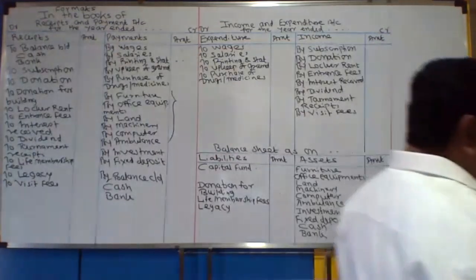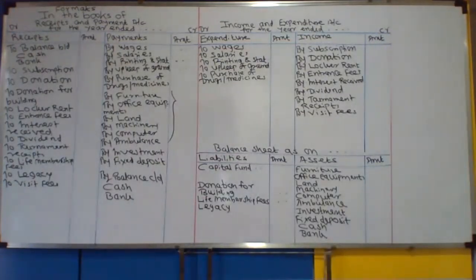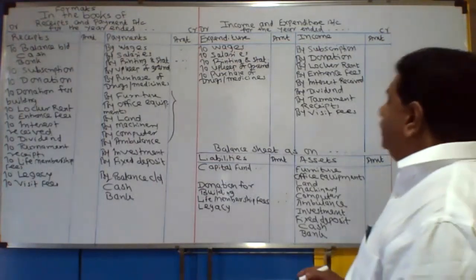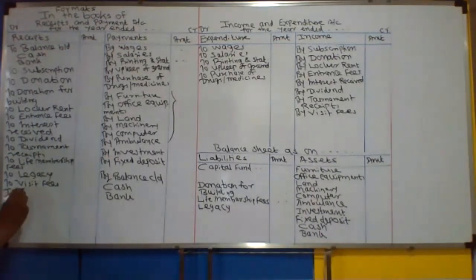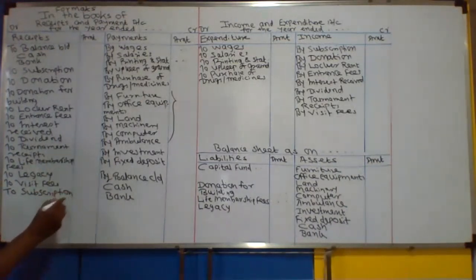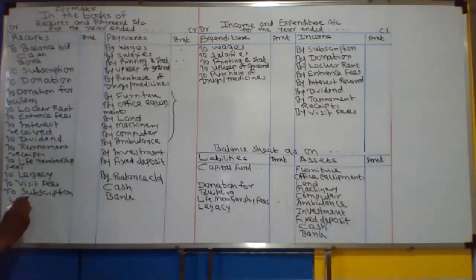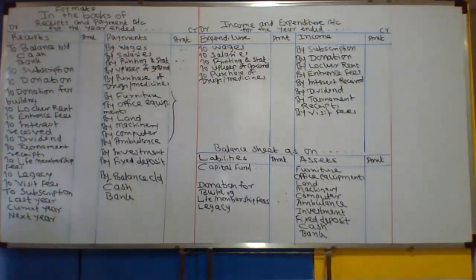I want to explain to you a very important point, that is about subscription. Okay, now whenever subscription is given to you in this way, please write here to subscription. अगर आपको इस तरह से दिया है, ओके, इस तरह से दिया है, लास्ट ईयर, current year, and the next year, then how to record? Okay, this is the important discussion point. महत्वाचा point आहे.